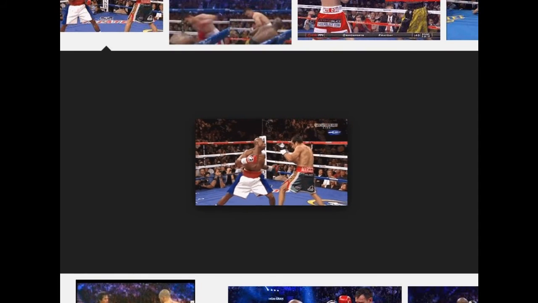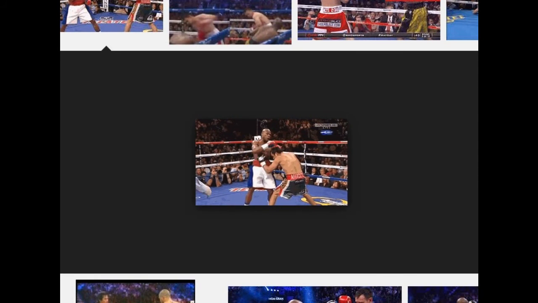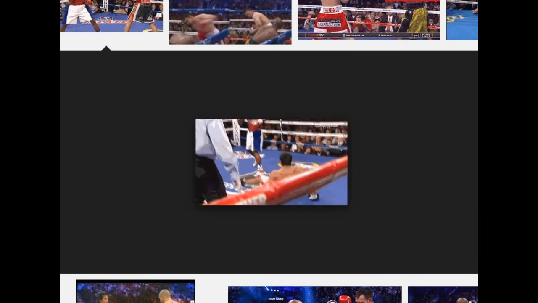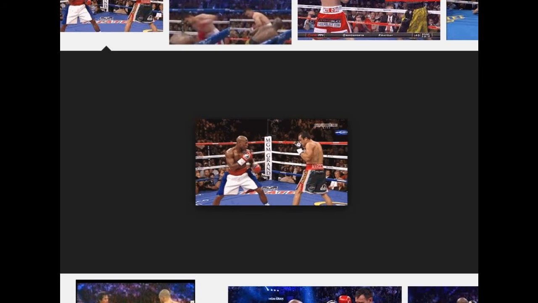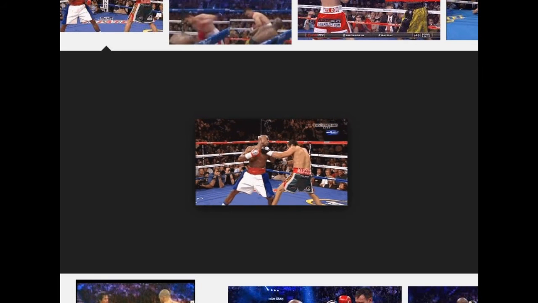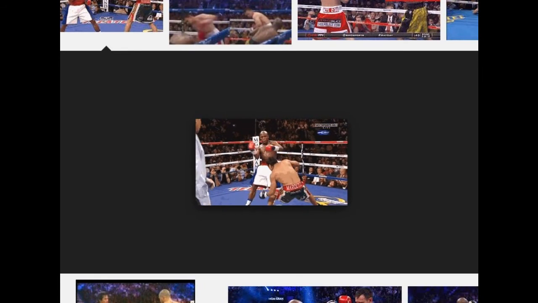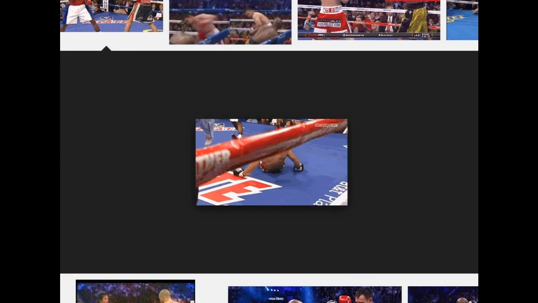Here it is in super slow with Mayweather. Notice Marquez is moving away from Mayweather. It's the same punch, basically.